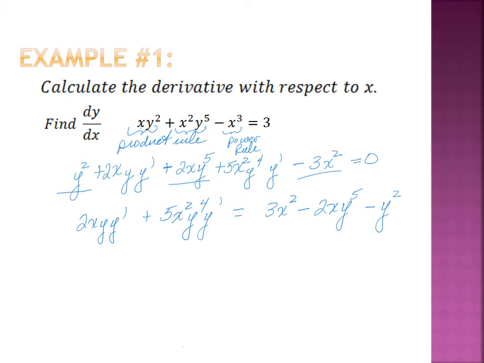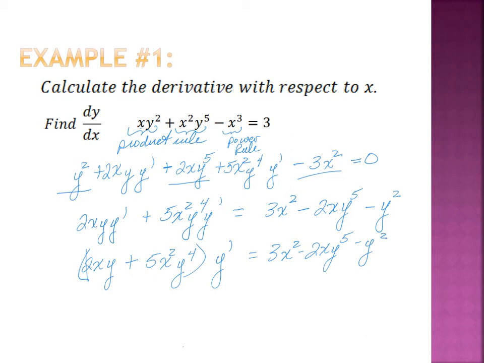Y prime is common, so let's factor it out. So I get 2xy plus 5x squared y to the 4th power. That's grouped together, and I'm factoring out the y prime. Keep everything on the right just like it was.